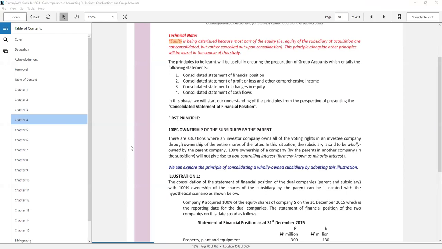100% ownership of the subsidiary by the parent. There are situations where an investor company owns all of the voting rights in an investee company through ownership of the entire shares of the latter. In this situation, the subsidiary is said to be wholly owned by the parent company. 100% ownership of a subsidiary by the parent will not give rise to non-controlling interests, formerly known as minority interests.